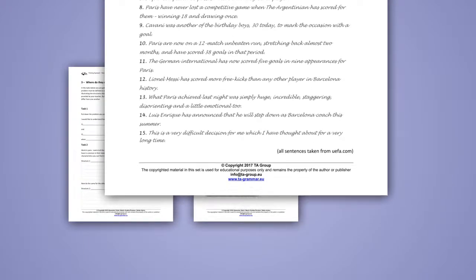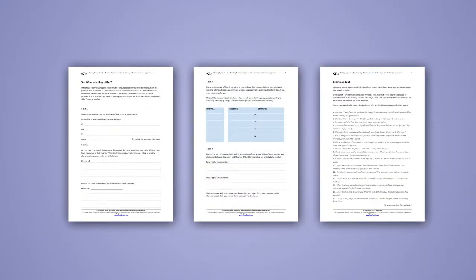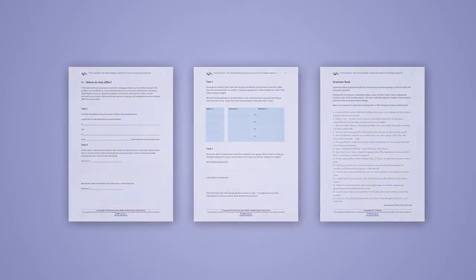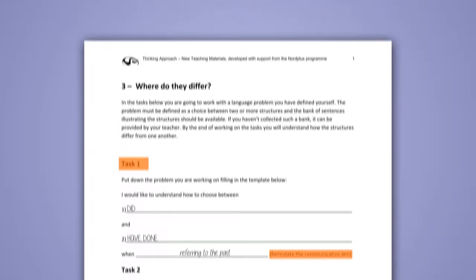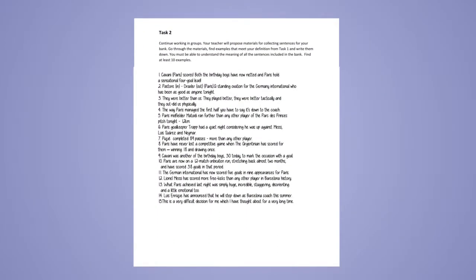As in the video about stages 1 and 2, we use the task to help learners become aware of the difference between sentences with did and have done when referring to the past. Before inviting students to describe the structures they are working on, it is necessary to remind them of the purpose of their work. Students start out by restating the learning objective they defined at the end of stage 2. It is essential that each learner defines the context for this choice, as it adds the communicative dimension to the process. In the following tasks, students are working with the bank they have collected.